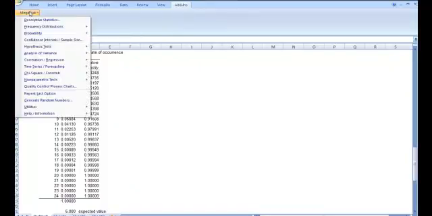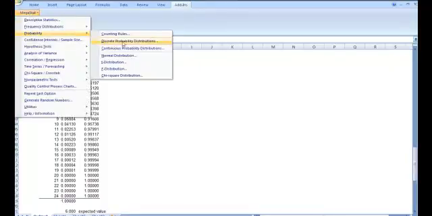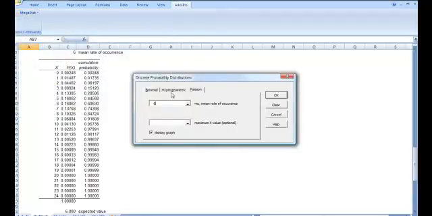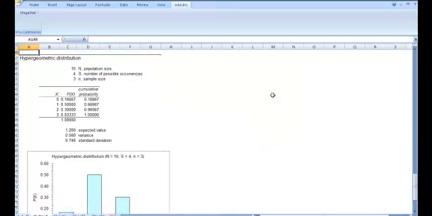going back to MegaStat, probability, discrete probability distributions. This time I'm going to select hypergeometric. The number in my population, well, there are 10 stocks I can select from. S, the number of possible occurrences: there are 4 stocks in that 10 that pay dividends. And the number in my sample, I'm going to select 3 stocks from the 10. And then I'm just going to click OK.